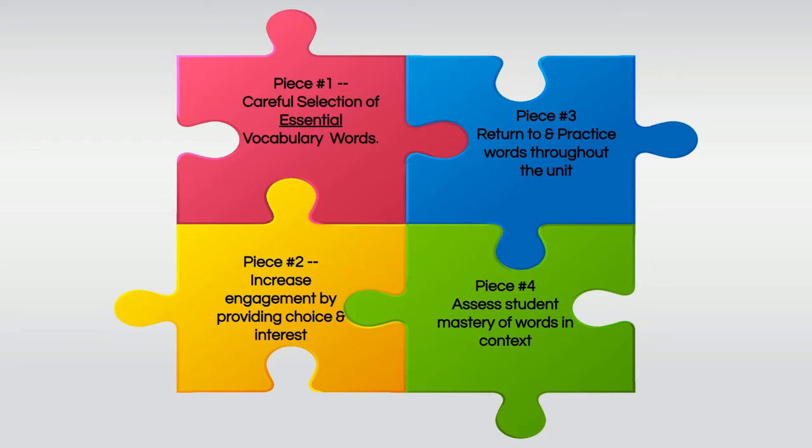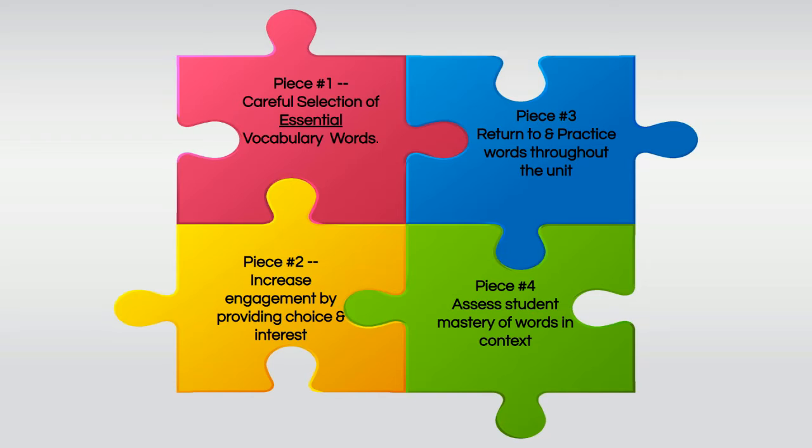Our PLC feels like there's four big pieces of effective vocabulary instruction. Piece number one is to make sure that we're really focused on the most essential vocabulary words, and we give kids a pretty short list. Piece number two is to have the kids' initial learning with that list of key essential vocabulary words be as interesting and engaging as possible to get them to really start to buy into the learning process.